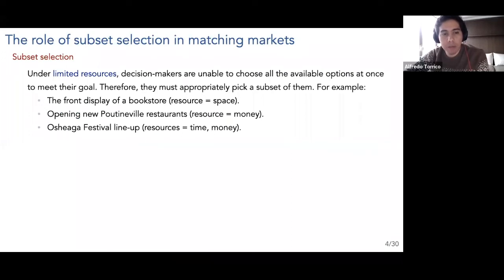Okay, so I promised subset selection in this talk. Subset selection corresponds to a combinatorial problem in which, under limited resources, the decision maker cannot choose all the available options, so they must choose a subset of them. I want to exemplify this. For example, in the front display of a bookstore, you can only choose a subset of the books. In this case, the limited resource is space. Or if you want to open new poutine restaurants, the limited resource is money. Or, for example, designing the lineup for a festival, the resources are time and money.